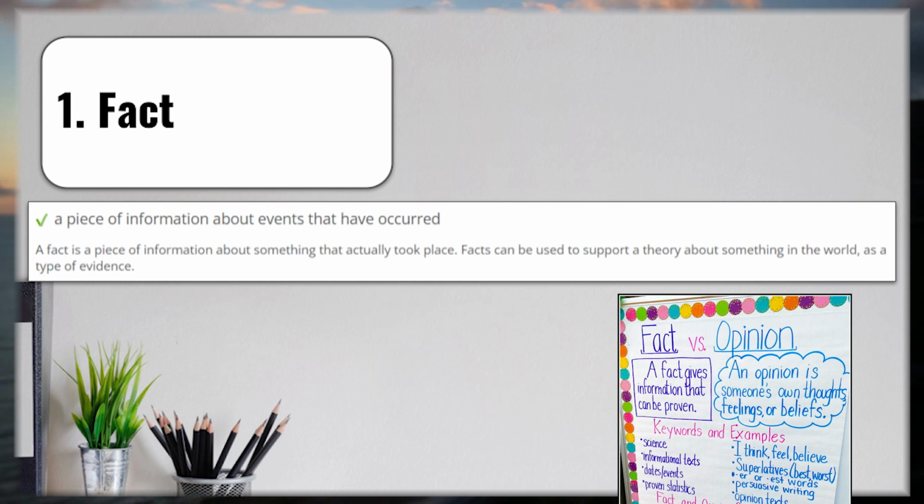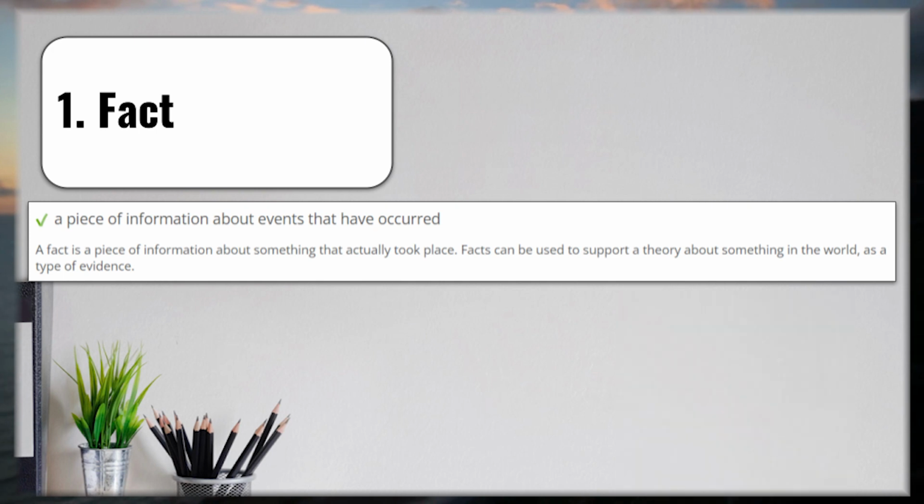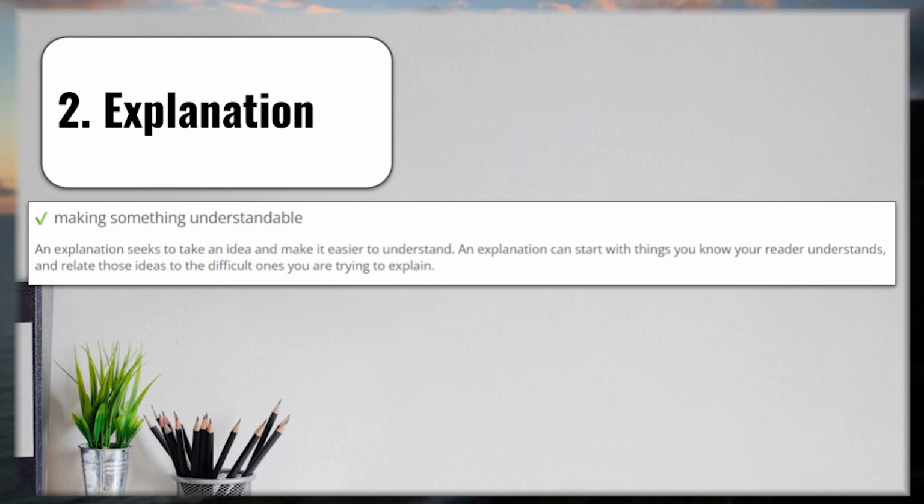The fact is something that is irrefutable. It can't be proven wrong. An opinion is going to be something that we'll look at more later, but it's something that someone believes. It's not necessarily something that can always be proven true. Your fact may need an explanation to back it up.